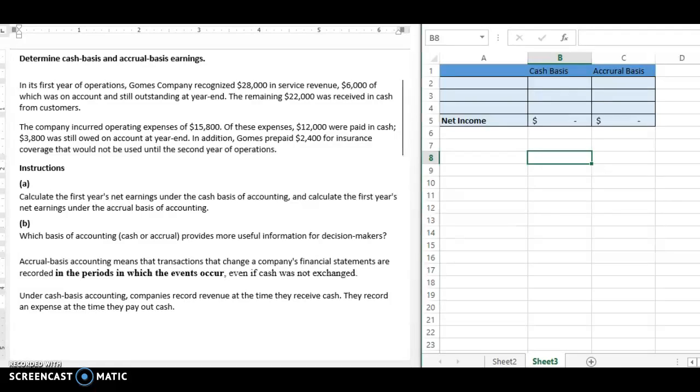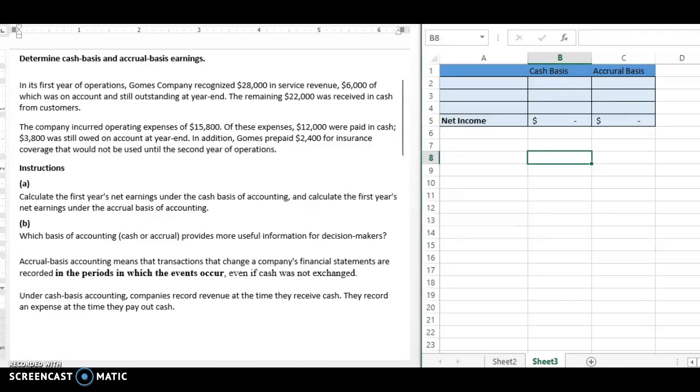The company incurred operating expenses of $15,800. Of these expenses, $12,000 were paid in cash. $3,800 was still owed on account at year end. In addition, they prepaid $2,400 for insurance coverage that would not be used until the second year of operations.